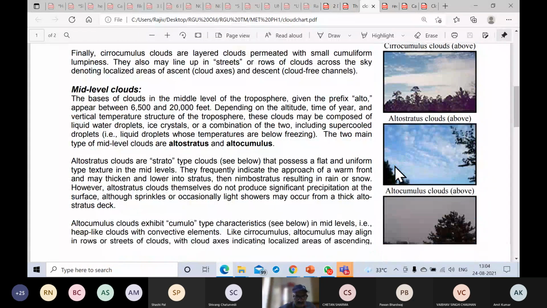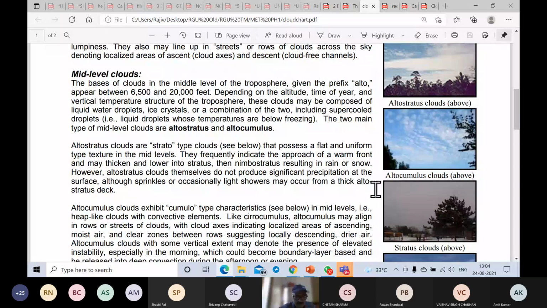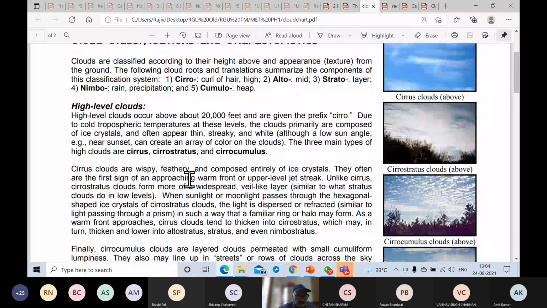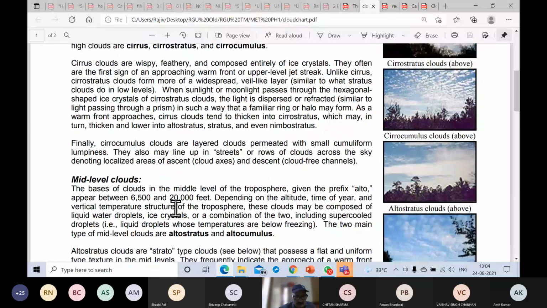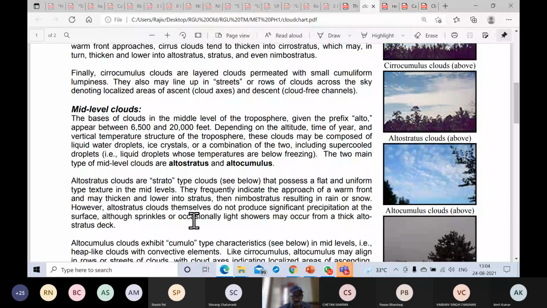Okay, anyway, we will keep on talking about it, no problem. Then mid-level clouds are prefixed by the name alto. High-level clouds have been prefixed by Cirro. Low-level clouds are prefixed by, mid-level clouds are prefixed by alto. So mid-level clouds mainly two: alto stratus and alto cumulus. Appearance like this.